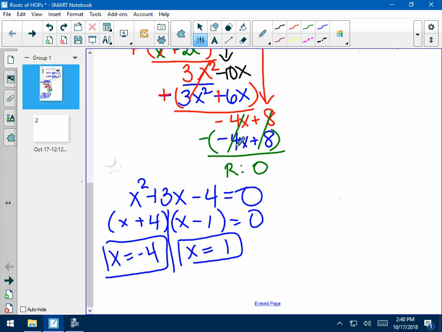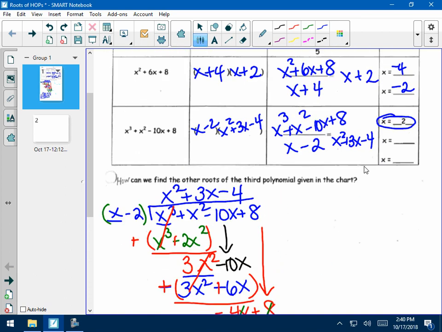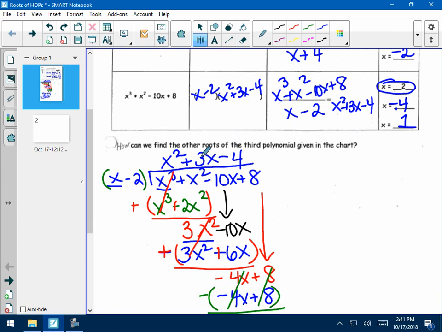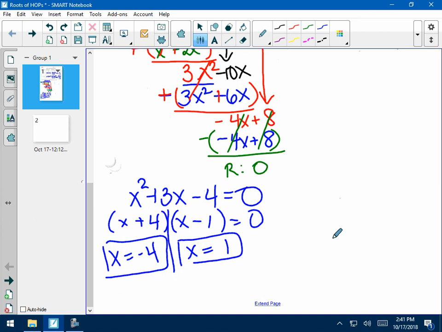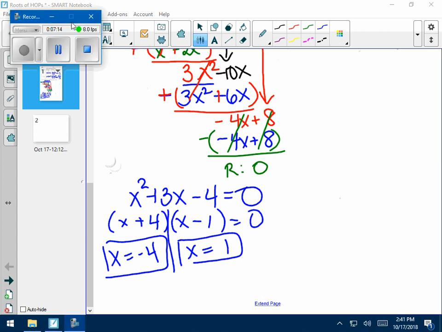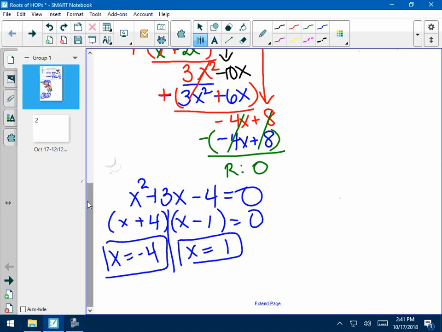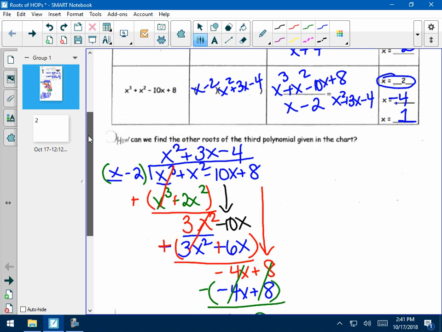Okay, so if I go back up to the chart, those are the other two missing roots that we can now fill in, x equals negative 4 and x equals 1. Okay, so we know that that cubic crosses the x-axis in those three locations, 2, 1, and negative 4. If I go back for a moment and talk about how you all were maybe groaning a few minutes ago when we did long division, there is a simpler way to do this.